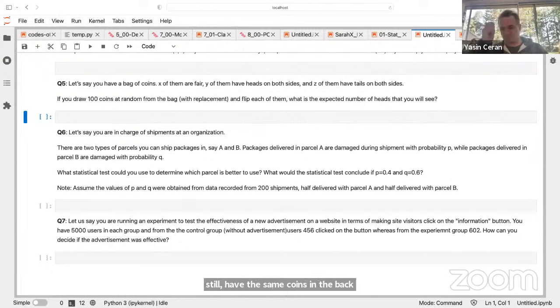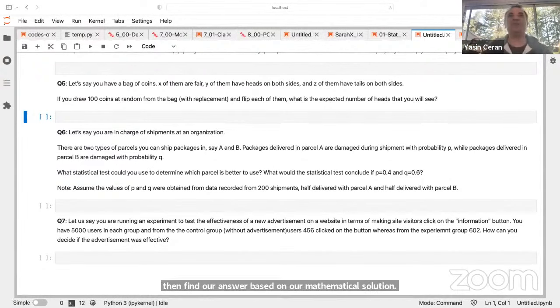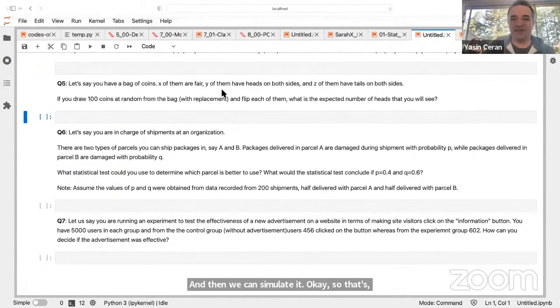And then you draw a coin and then you flip it. What is the expected number of heads that you will see? So this is the question. The way we're going to solve this question is, first, mathematically, in terms of X, Y, Z. And then maybe we can assign some numbers to X, Y, Z, and find our answer based on our mathematical solution, and then we can simulate it. So that's what I'm going to do. Hopefully, it's going to help us understand the question better.